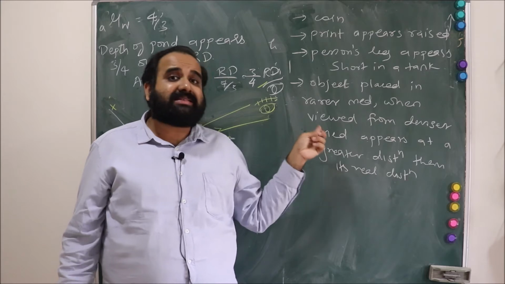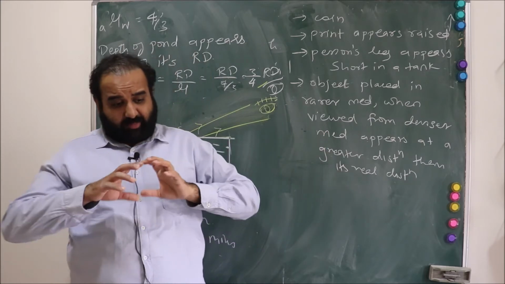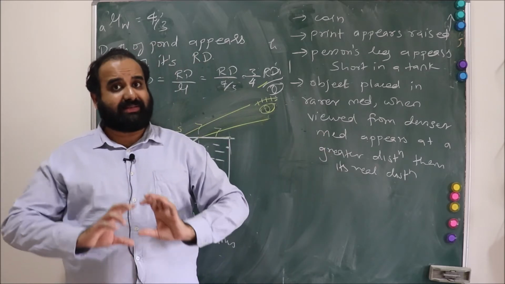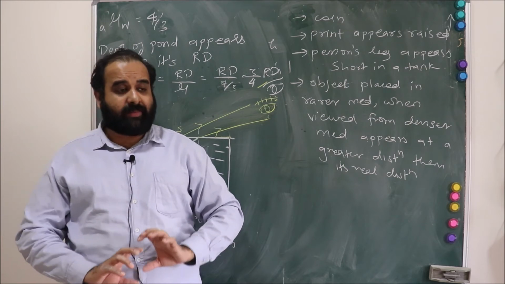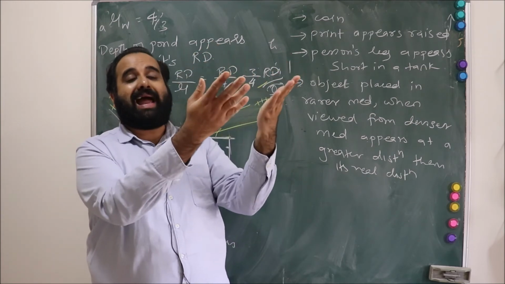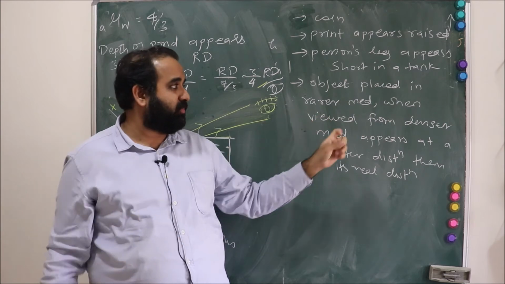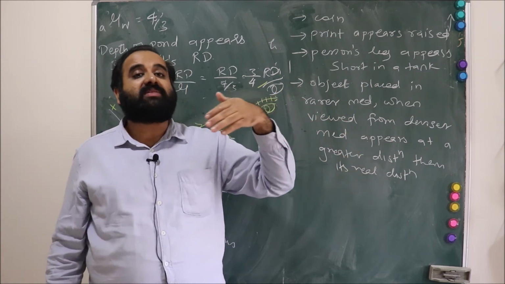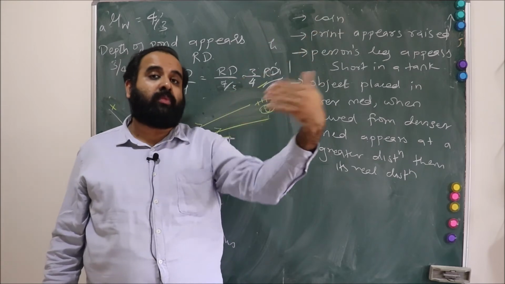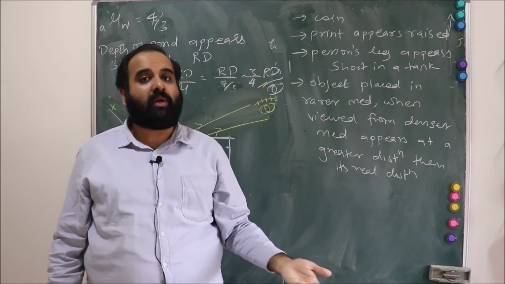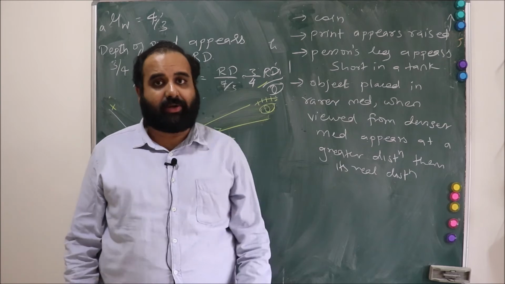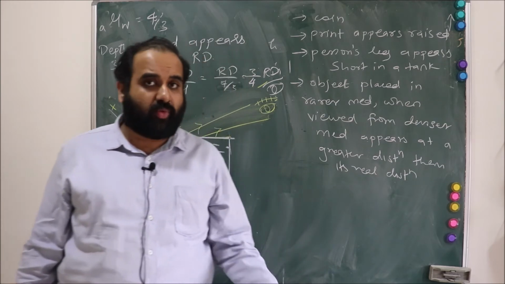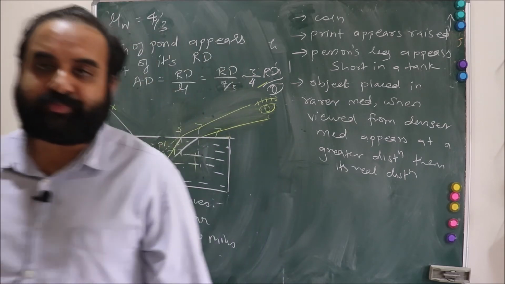This can be asked as an application based question. Suppose the person is inside the water, in a denser medium, and he is viewing a plant or something which is in the outside medium. Then it will appear to be at a much greater distance. This is again because of the refraction of light only. There are a few numericals that we will do now.